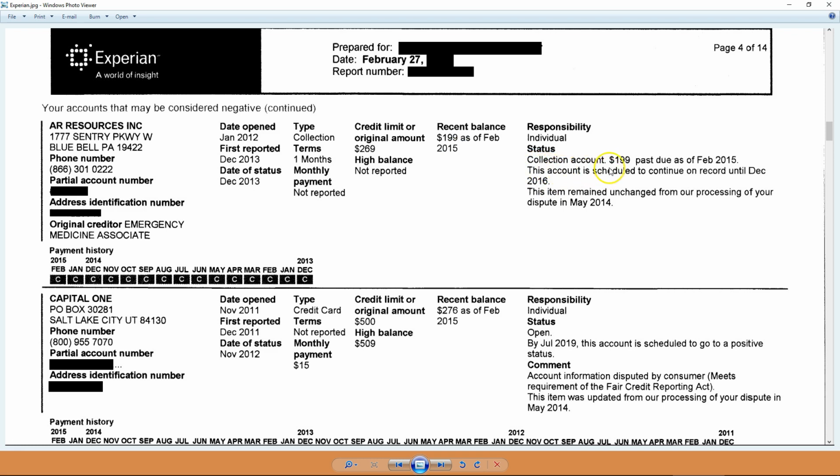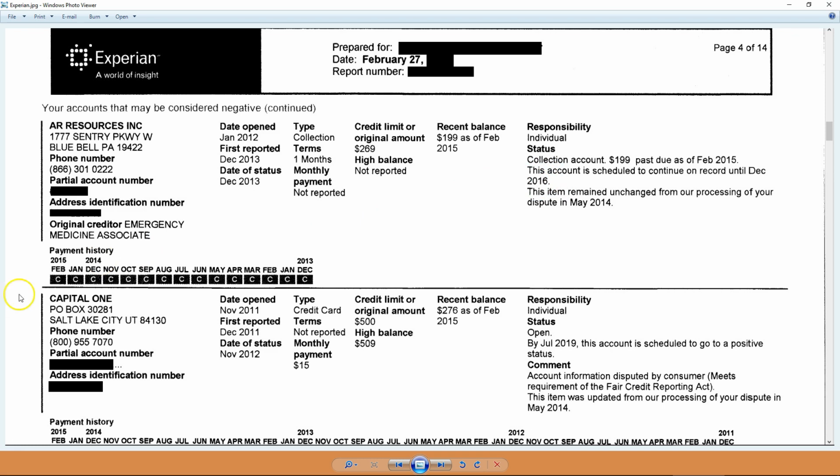Status. Collection account, 199 past due as of February 2015. Is that correct? And again, right here, you can determine how long this account is going to remain on your credit report or your customer's credit report by looking at this. This item will remain unchanged from our processing of your dispute in May 2014. This account is scheduled to continue in the record until December 2016. So if you want to know when this account first went delinquent, you count back 7 years. That's when this account first went delinquent, because Experian is telling you right here when it's going to come off the credit report.